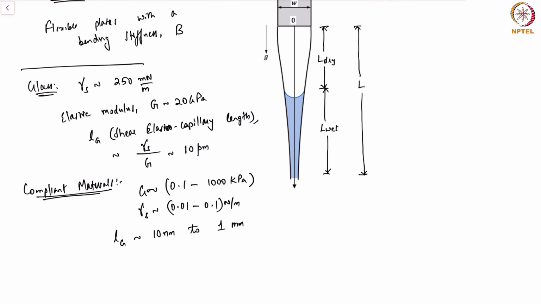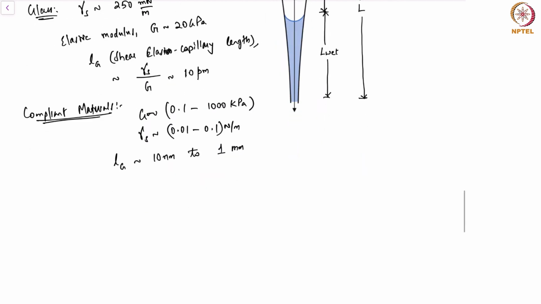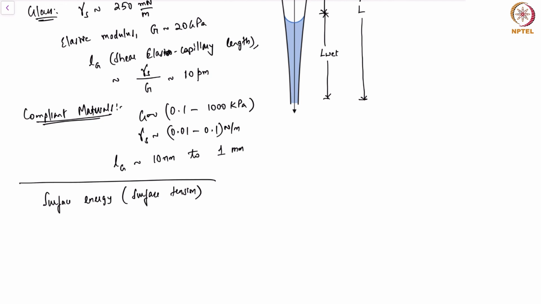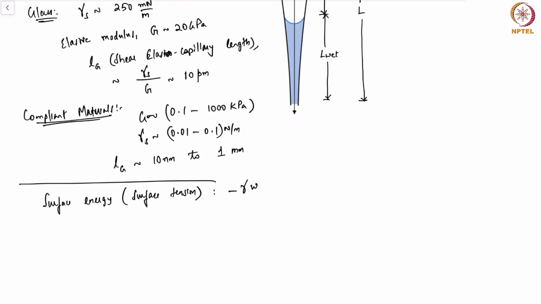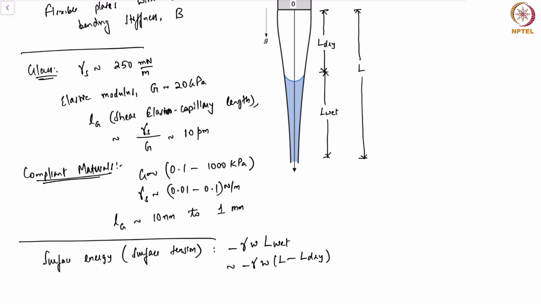Now if we basically look at the two energies that are present in the problem, let's start by looking at the surface energy. This surface energy is because of surface tension effects. If I just do a simple scaling estimate, that would simply be minus gamma times the width, W is the width, and it would depend on the wetted portion of the surface, so this would simply be minus gamma W times L minus L dry. This would be the surface energy.